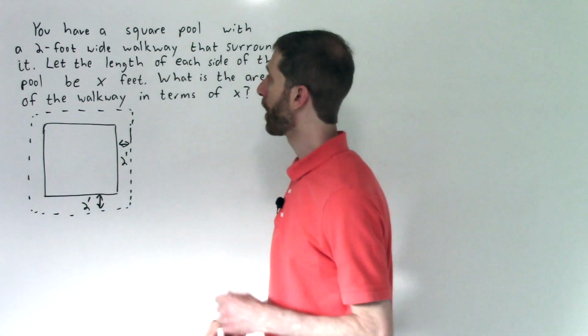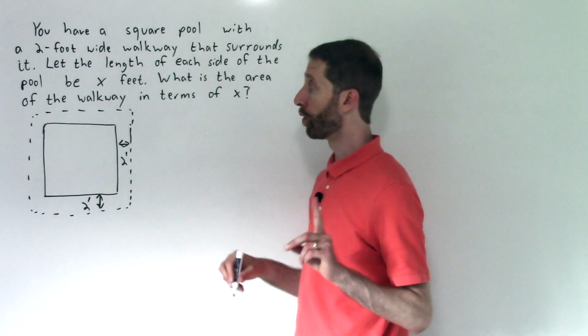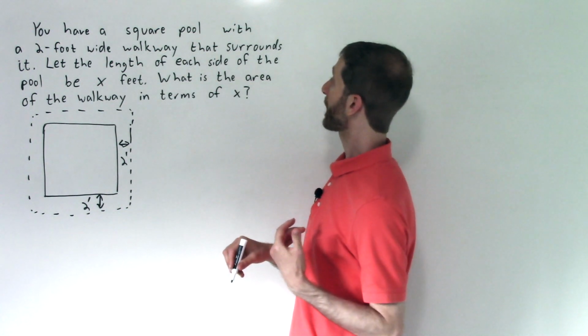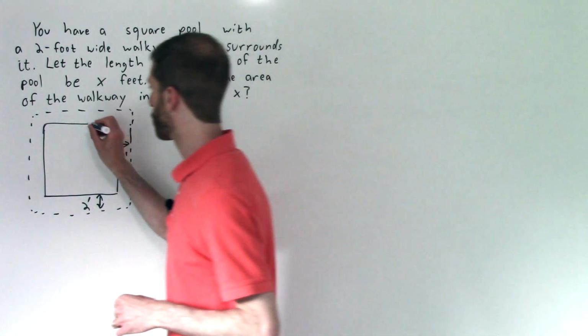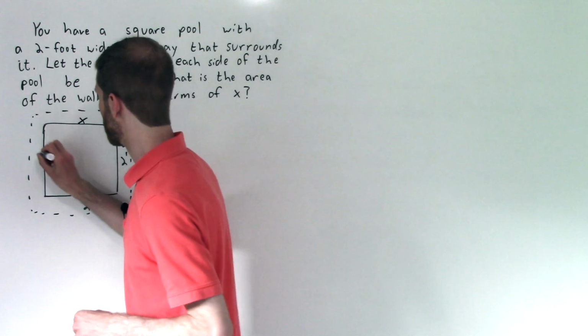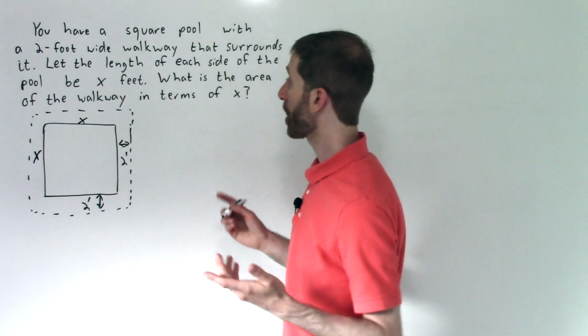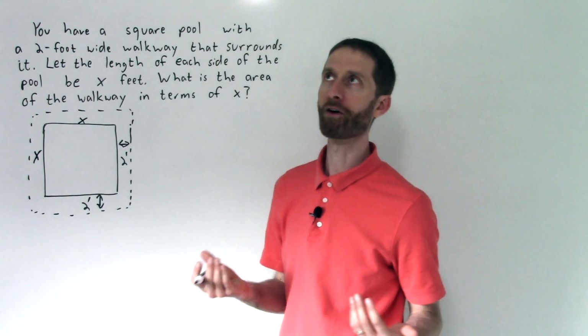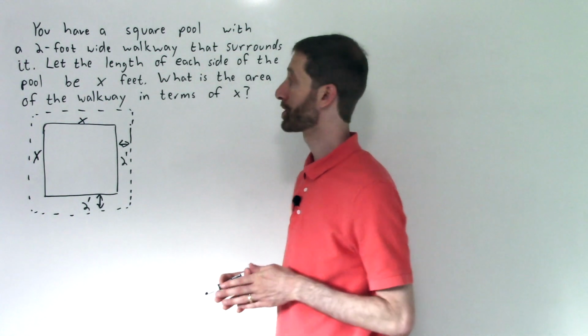Now, we are then told in the next sentence that the length of each side of the pool will be x feet. So let the length of each side of the pool be x feet. So here's the pool, so that's going to be x. This distance here is x, and that distance there is x. There we go. So now those first 2 long sentences have been translated into a picture. We no longer need to read those words.